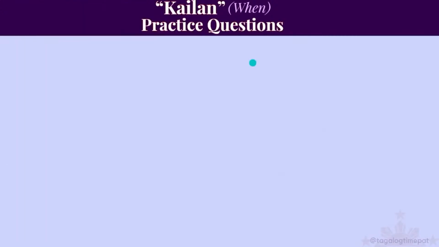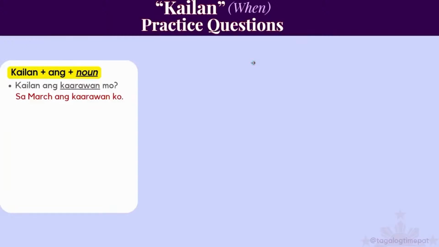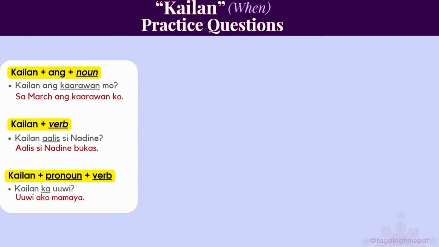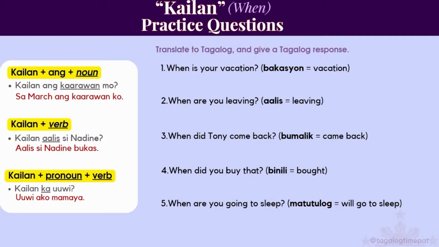So here are some examples. On the top left here, you will see the kailan rule. So kailan plus ang plus a noun. Kailan ang kaarawan mo? Kailan plus a verb. Kailan aalis si Nadine? Kailan plus a pronoun plus a verb. Kailan ka uuwi? When are you going home? And then here are the examples I want us to practice.